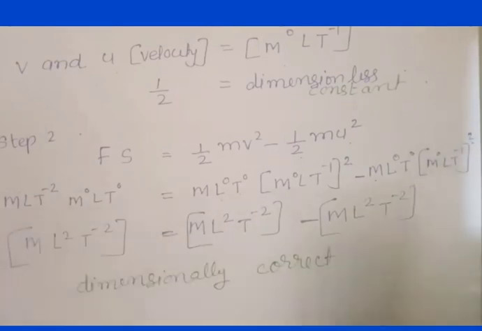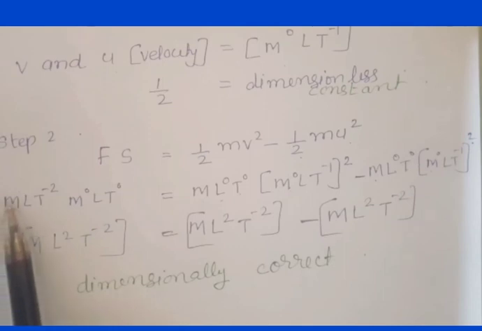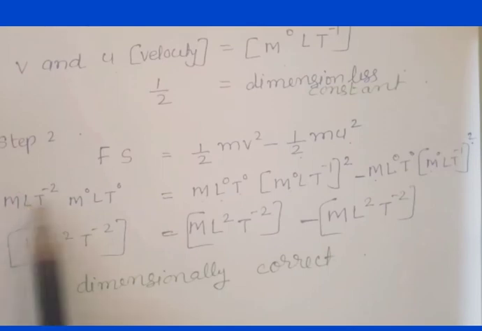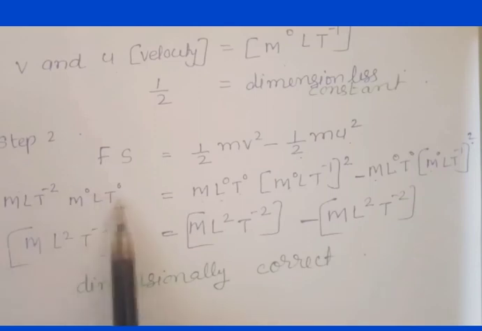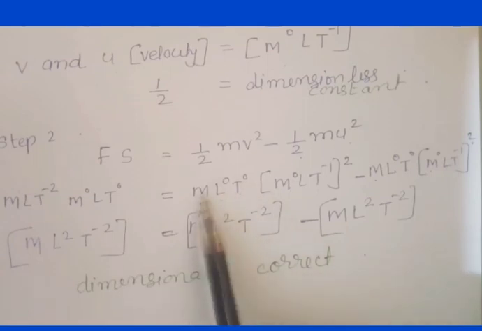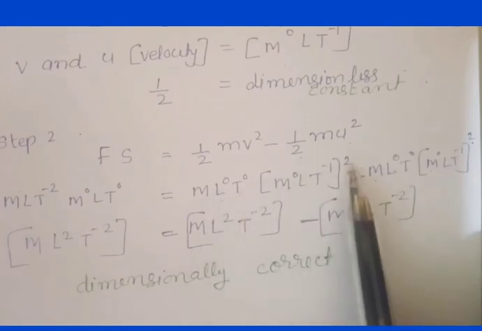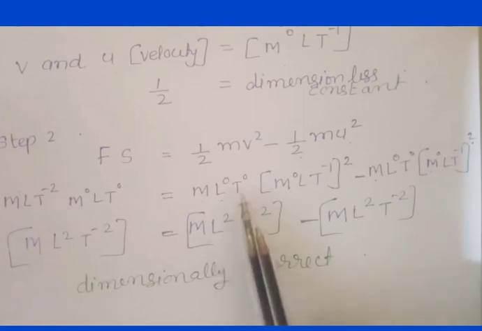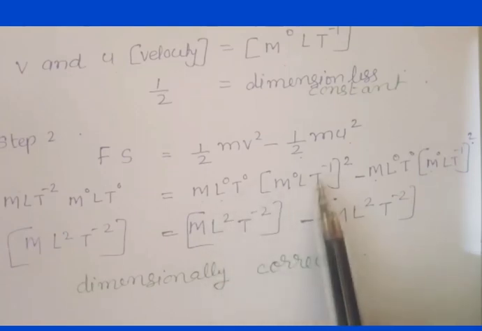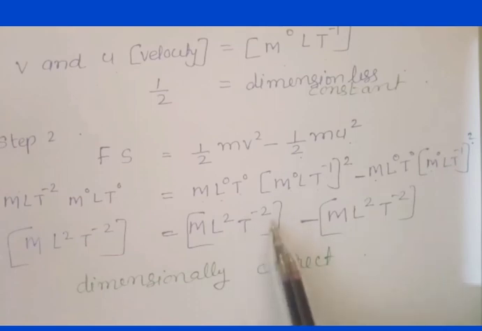Then you have to solve this. M raised to 1, then here M^0, so the value is M. L raised to 1, L raised to 1 means L square. T raised to minus 2, T raised to 0, that is T raised to minus 2. Then here M raised to 1, M raised to 0, so the value is M. L raised to 0, L raised to square, so the value is L square. Then T raised to 0, T raised to minus 1 the square, that is T raised to minus 2.